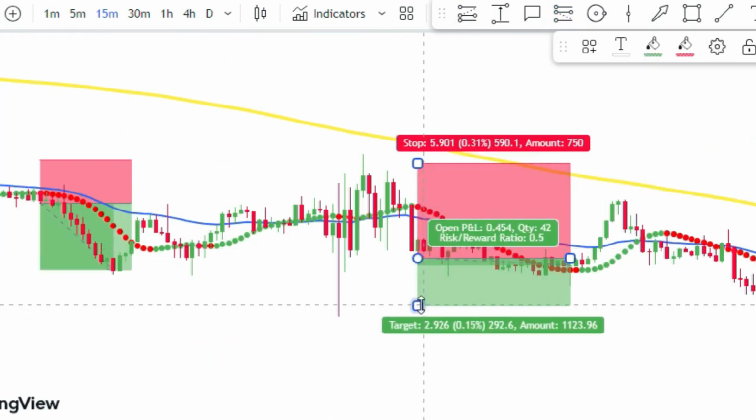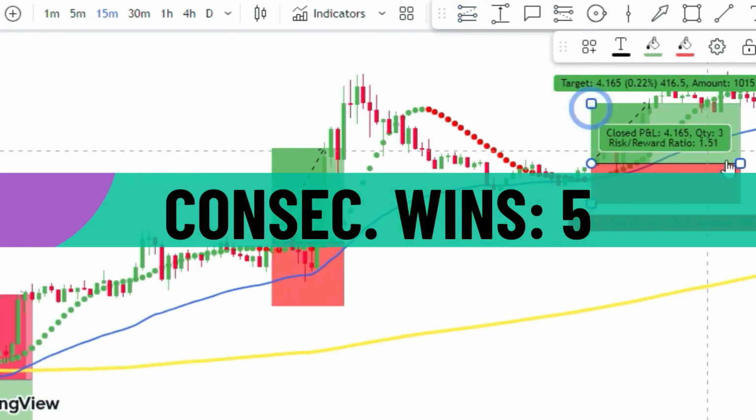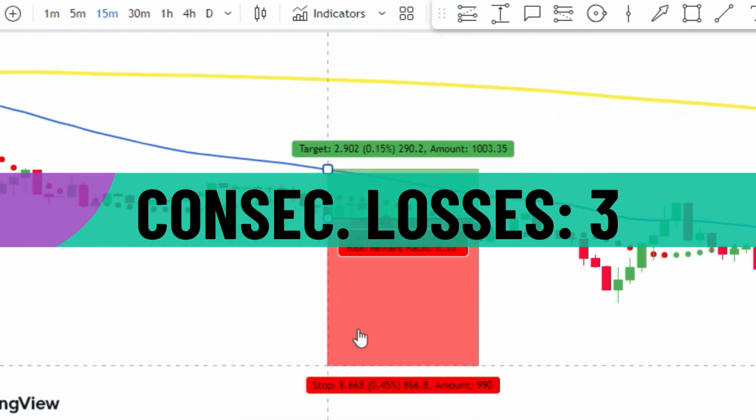But here's the catch. We pulled off a winning streak of 5 victories back-to-back. Sure, we had a few bumps with 3 losses in a row.